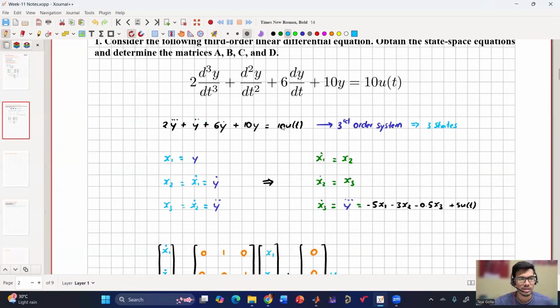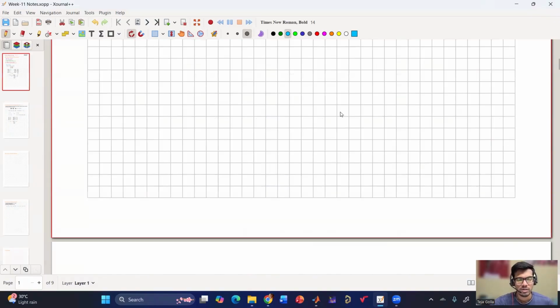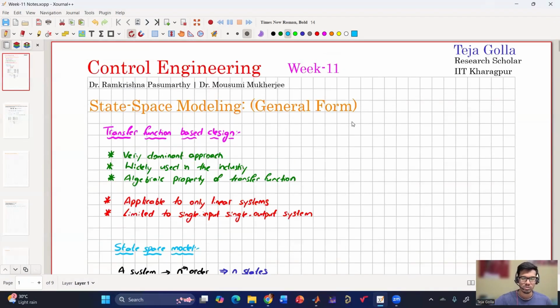So I'll just quickly discuss what I have explained or taught till now. This week the lecture is about state space analysis. First we have understood why transfer function based design is limited, or what the drawbacks are. Although it is a very dominant approach, widely used in the industry, and easy to understand because of the algebraic property of the transfer function: if we are multiplying in time domain, it is basically addition in the transfer function, and you can add the transfer functions, multiply them if they are cascaded, and if they are connected in parallel, you add them. So all these things are there.